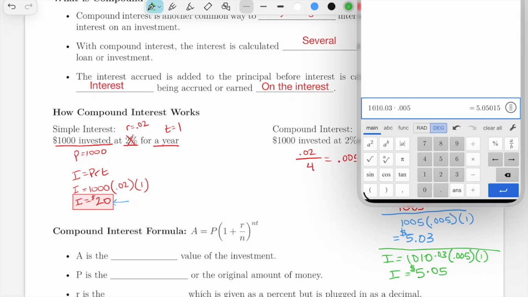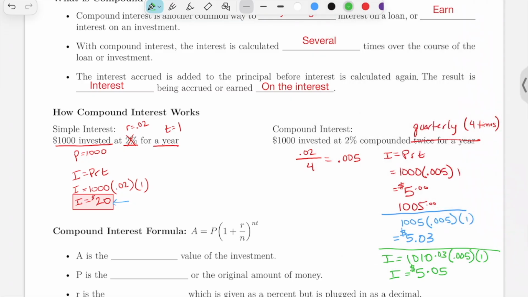$5.05 worth of interest. Notice that our interest is increasing each time period. You can see the amount of interest we got in the first time period was $5, then $5.03, now $5.05. That's because each time our new principal was increasing from 1,000 to 1,005 to 1,010. Because that principal was going up each time, the amount of interest that we gained went up each time. Let's do our last compounding now.